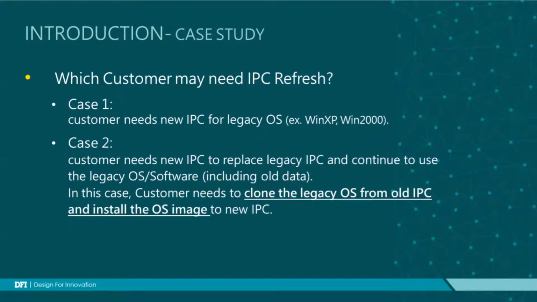This page is a case study of which customers may need IPC Refresh. The IPC Refresh program is mainly for these two cases. First case is for customers who need a new IPC with a legacy OS, like Windows XP, Windows 2K. Second case is for customers who need a new IPC to replace the legacy IPC and continue to use the legacy OS software, including the old data. In this case, the customer needs to clone the legacy OS from the old IPC and install the OS image to the new IPC.